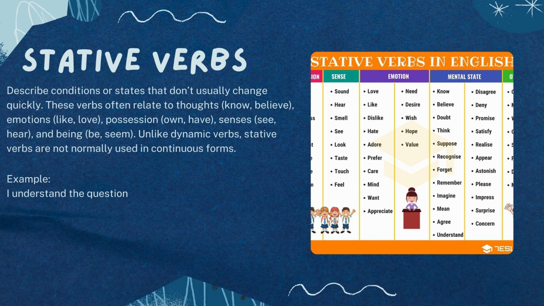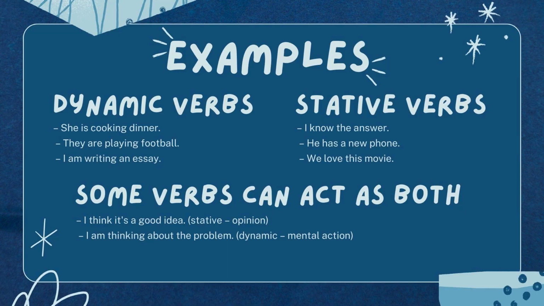Unlike dynamic verbs, static verbs are not normally used in continuous tense. For example, we say, I understand the equations, not I am understanding the equations. That's because understand expresses a mental state, not a changing action. Let's go over some examples to see the difference more clearly.